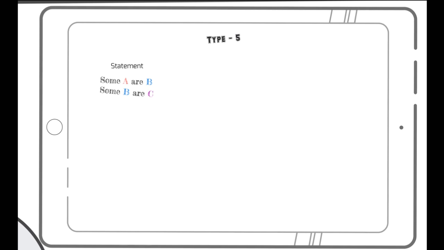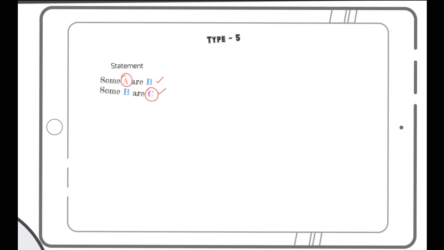So I brought a C here as well. We are again not looking at them individually. Some A R B, we already know the conclusion. Some B R C, we already know the conclusion. This is some B R A and this is some C R B. But now I'll need a conclusion between A and C, and that will form my type 5. That's the reason why I'm taking two statements.